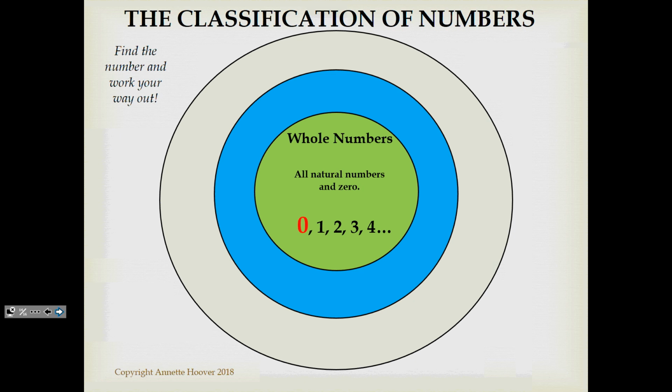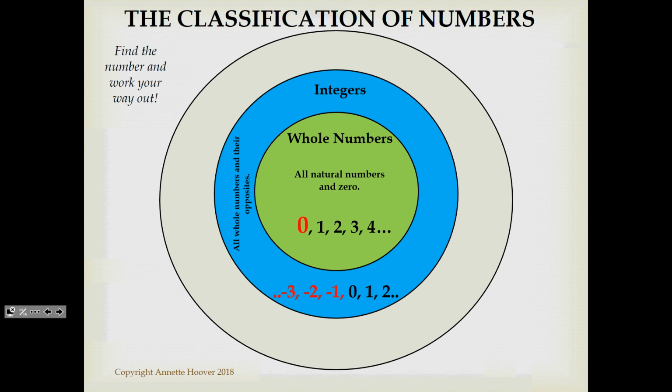The next group is integers. Now notice that the circle for the integers also includes the whole numbers. So integers are going to be all of the whole numbers, and then we're going to include some more numbers, which are all their opposites. Whole numbers and all their opposites. What does that mean? Well, the opposite of 1 is negative 1. The opposite of 2 is negative 2. The opposite of 3 is negative 3.